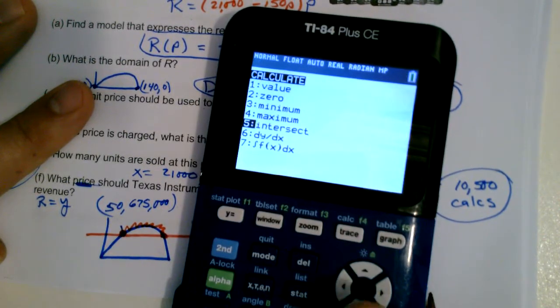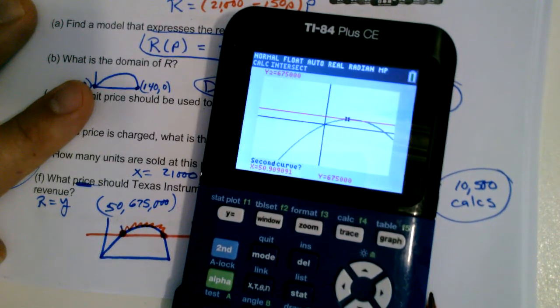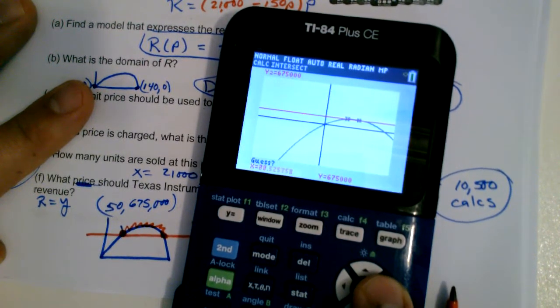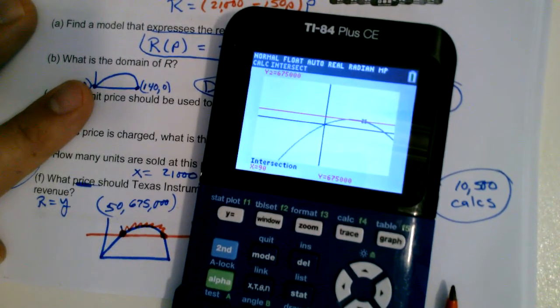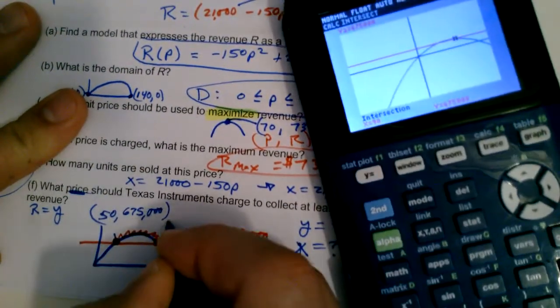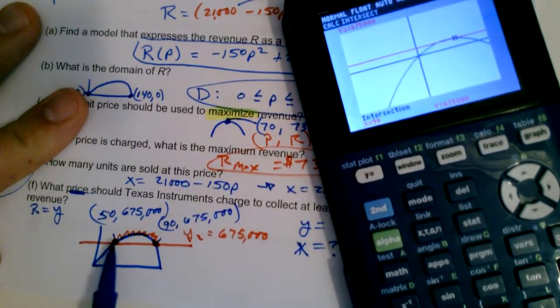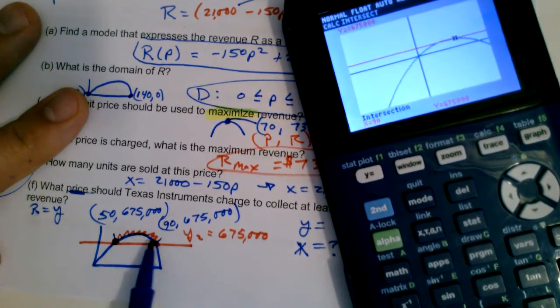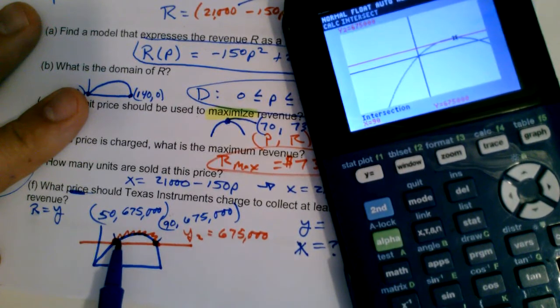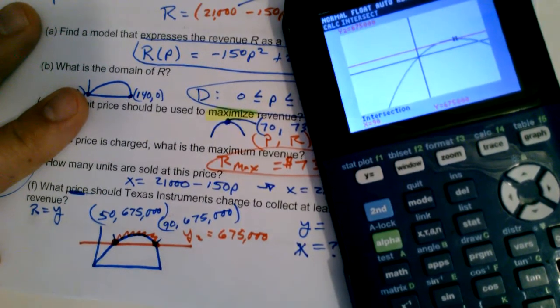Second trace, intersect. First curve enter, second curve enter, guess. I want to move my cursor over to the right. I want to find that intersection. Press enter. And now that's 90. So now this one is 90, comma, 675,000. So the price that I need to charge these people, us consumers, is somewhere between 50 and 90. And that way they're guaranteed to get 675,000 or more, right? They don't want to charge less than that because their money will be less. This is their revenue. We don't want to be below this red line.